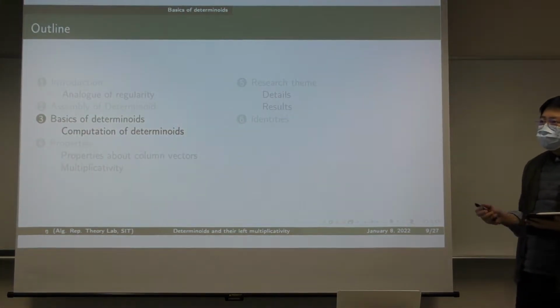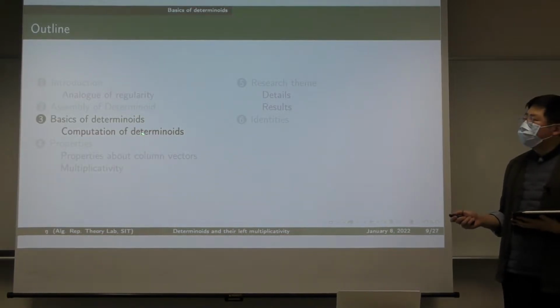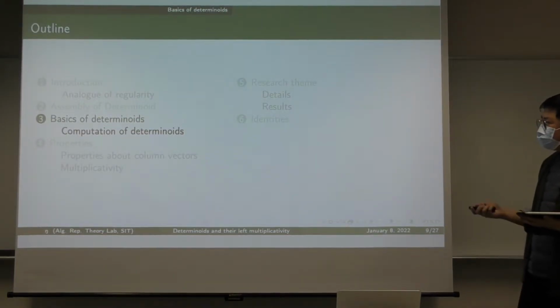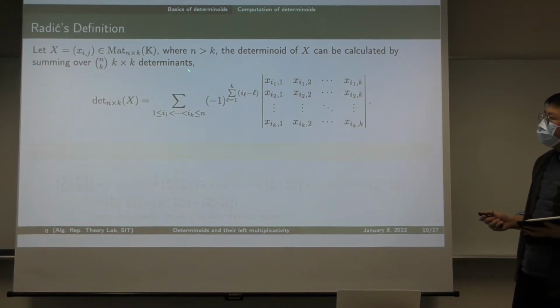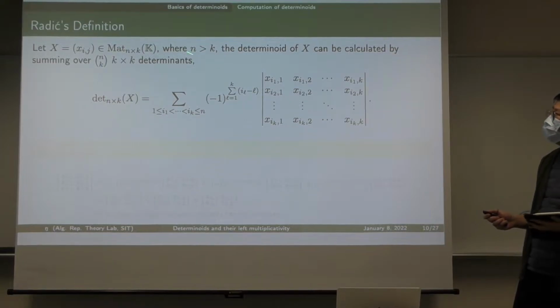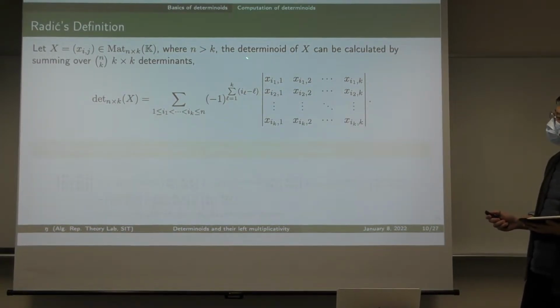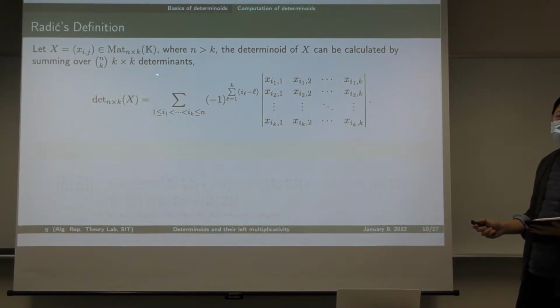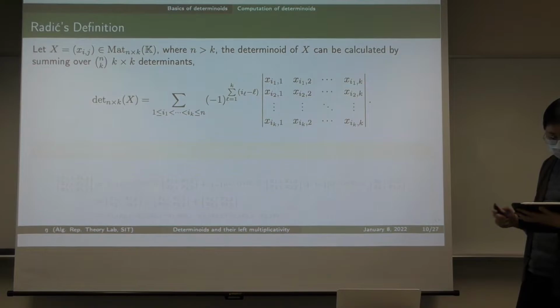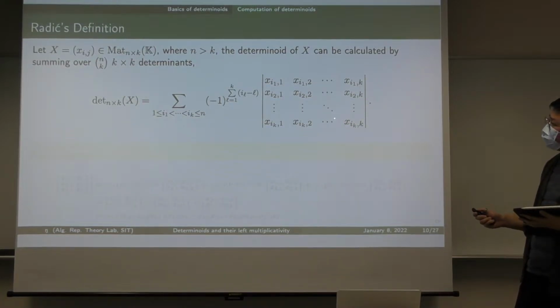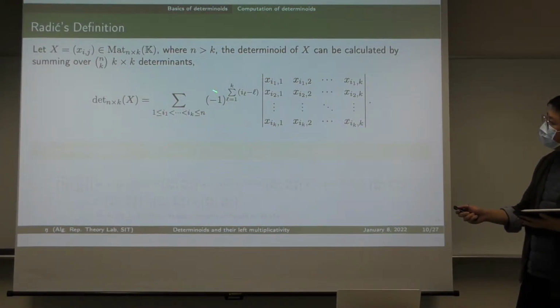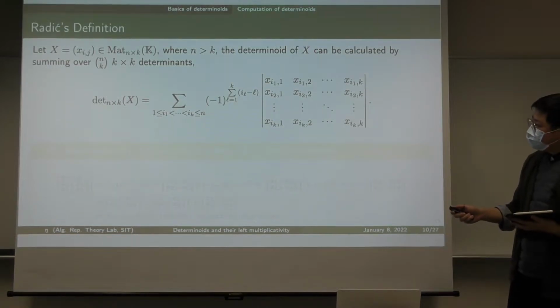The definition is quite complicated, so I'll introduce how to compute determinoids, like how we compute determinants. The first method is called Radić's definition. This method calculates the determinoid by summing over n choose k, k by k determinants, like this. We take k rows out of n rows and arrange them in ascending order. And this one is the one we just discussed.